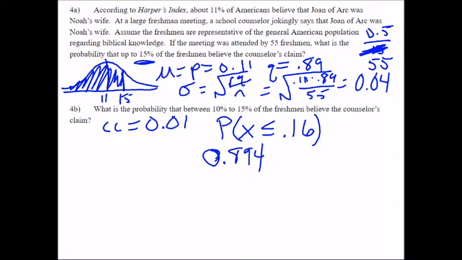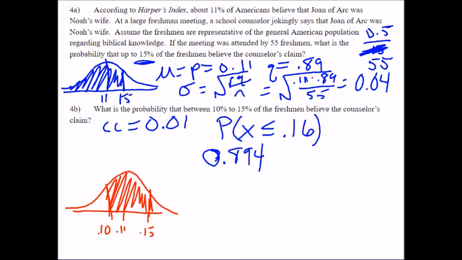All right, now 4B, I'll change color here. I'm going to do 4B in red. What is the probability that between 10% and 15% of the freshmen believe the counselor's claim? So here's 0.11, and we're dealing with 0.15 and then 0.10. So we're dealing with this portion of the graph. The standard deviation will still be the same, 0.04. Our continuity correction will still be 0.01.